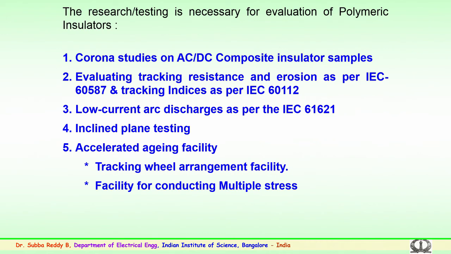The second is the tracking wheel arrangement facility, which helps the sample get dipped in a known quantity of solution. Then it goes through a phase where it gets dried and again comes in contact with the high voltage. How this facility works and how the experimentation is done will be discussed.